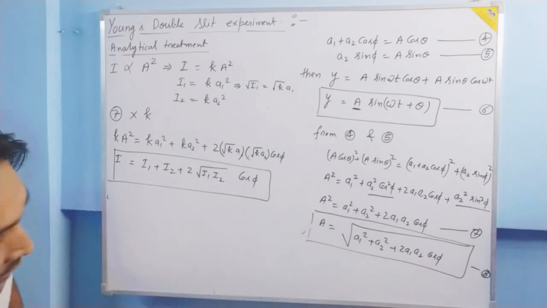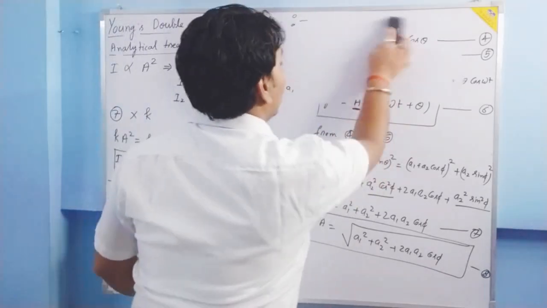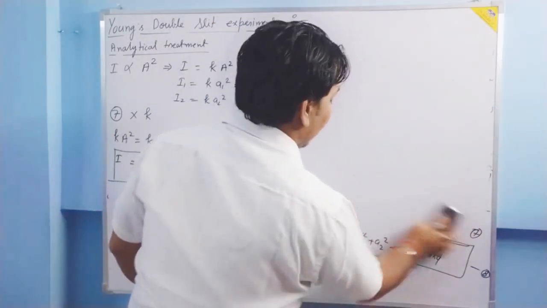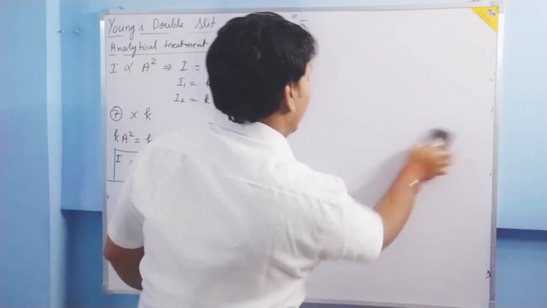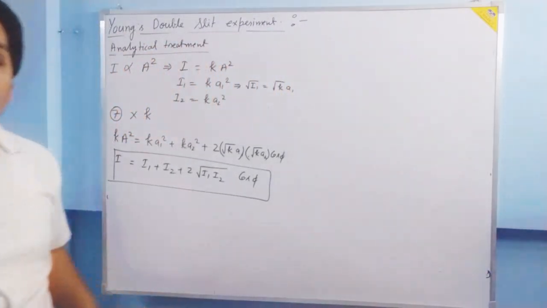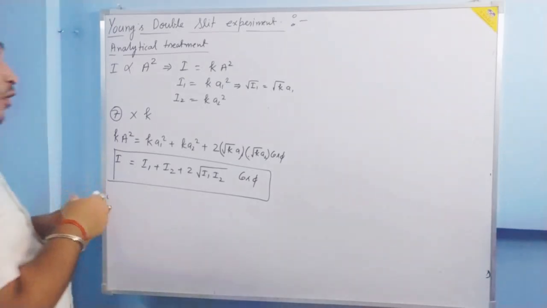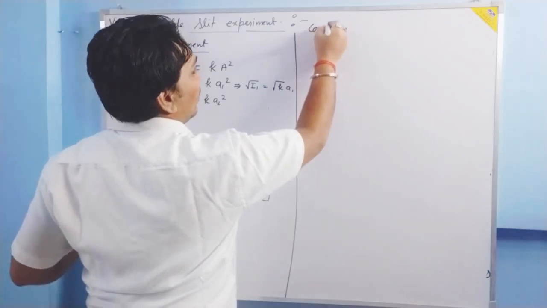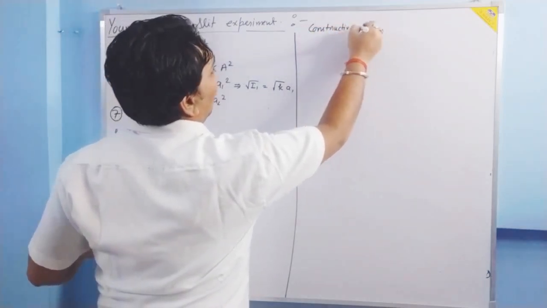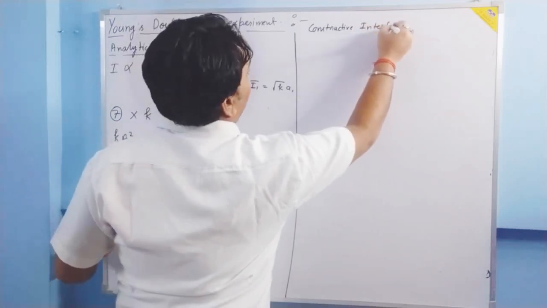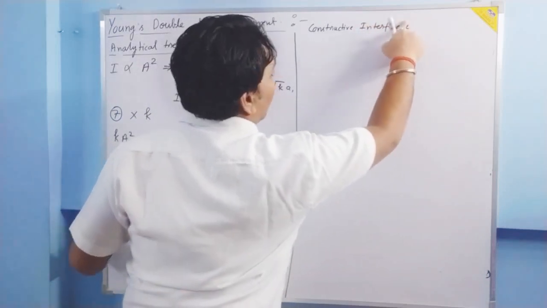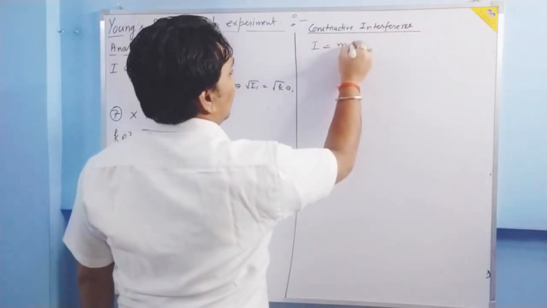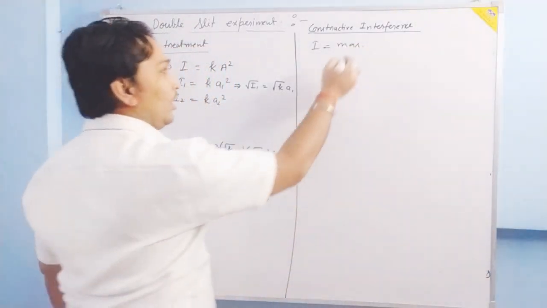Now this intensity gets redistributed in interference. So we have two conditions: one, when the intensity is maximum, and other, when the intensity is minimum. When the intensity is maximum, what do we have? We have constructive interference in that case. So for constructive interference, this I should be maximum.